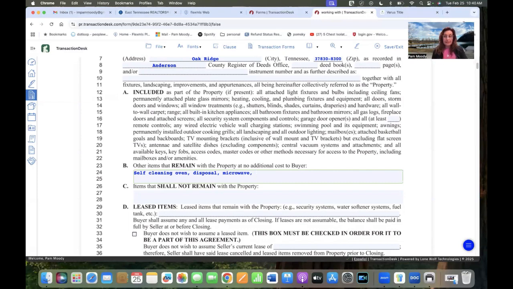Usually they have it listed out on the property explanation. You've got the sheet that says this is the address, this is what's included. Maybe you want the outdoor kitchen. So anything that you're asking for them to leave will be listed in here.